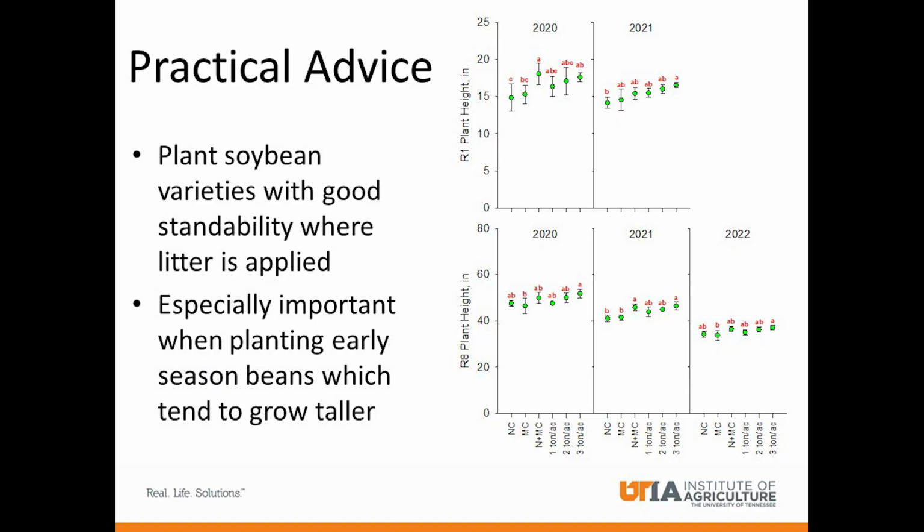So what does that mean for you? I think one of the take-home messages would be, when you're looking at your variety trials, you're looking at standability. Maybe you want to focus on soybean varieties that have better standability. And that, I think, would be especially important if you're planting soybeans early in the season. They're going to tend to grow taller anyway, right? So I think that would be a good, practical piece of advice that comes from this data.